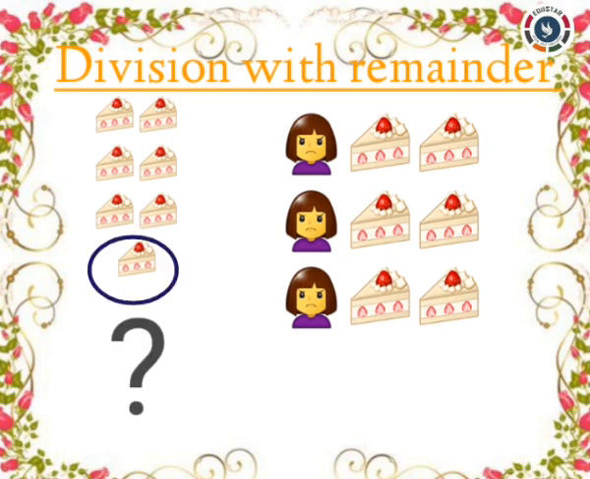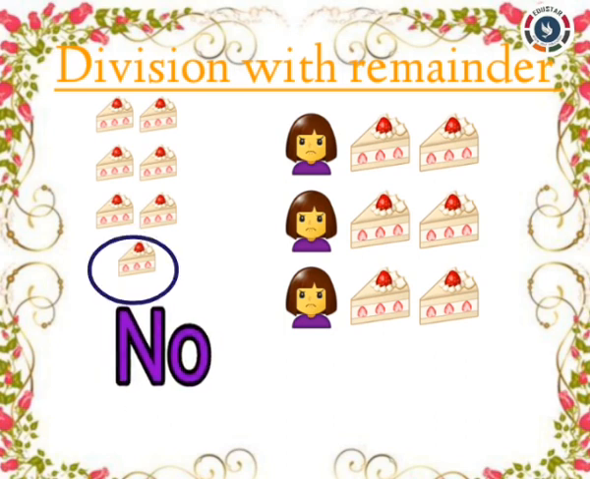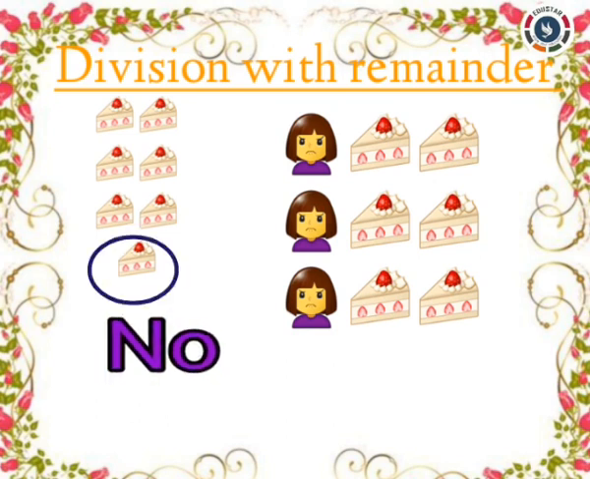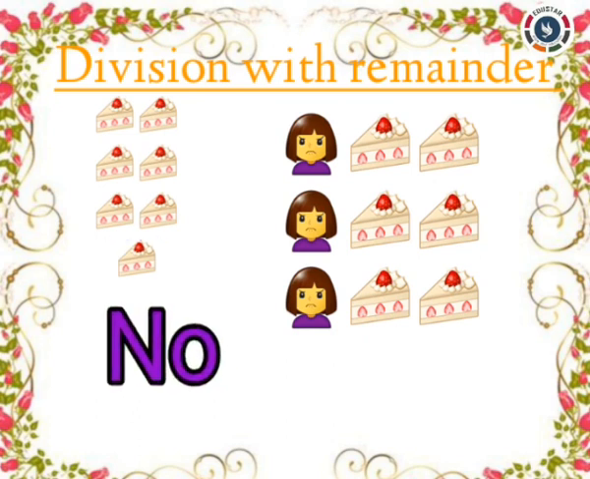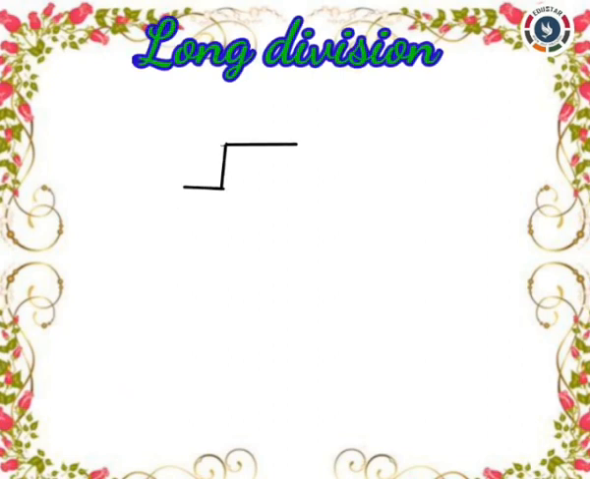Can you divide 7 sweets equally among 3 children? No. You can't divide 7 exactly by 3. The leftover will be there. So, the leftover in such a division is called the remainder. We can solve this sum using long division also.